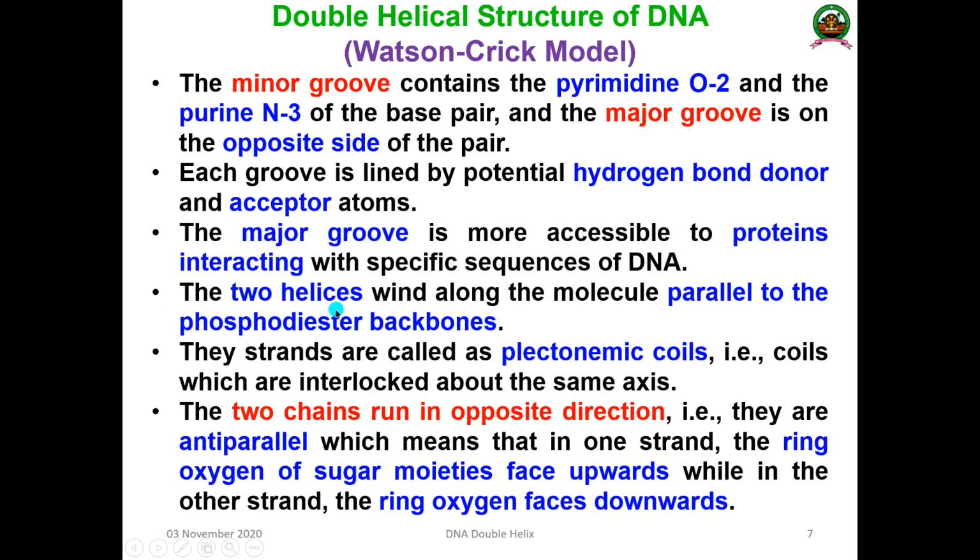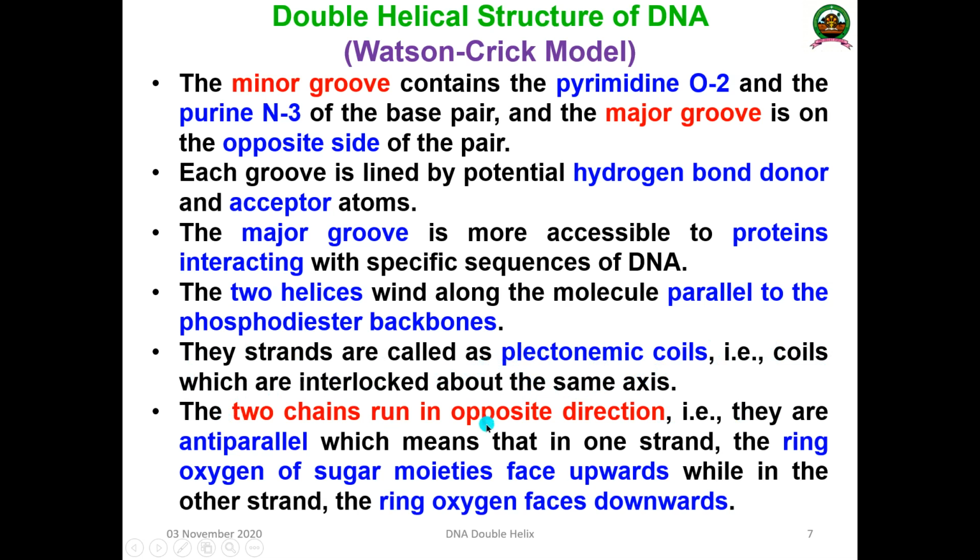And the 2 helices wind along the molecule parallel to the phosphodiester backbone, okay. And these strands are sometimes called plectonemic coils, okay. The plectonemic coils, that is the coils which are interlocked about the same axis, okay.